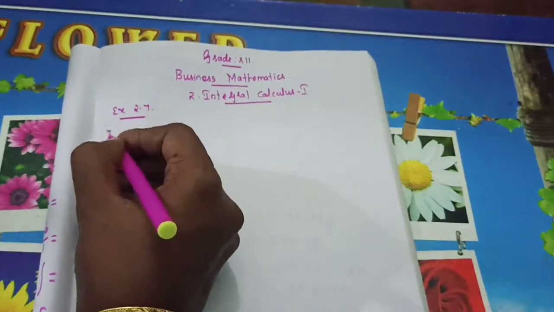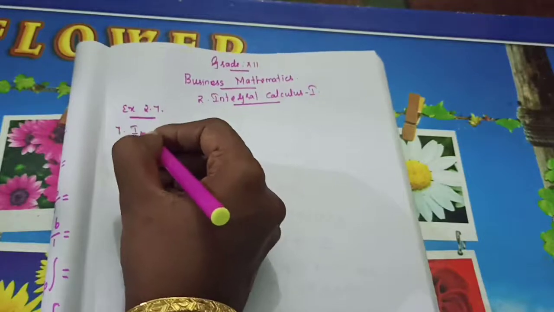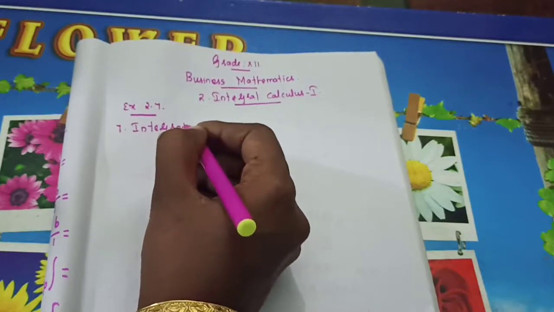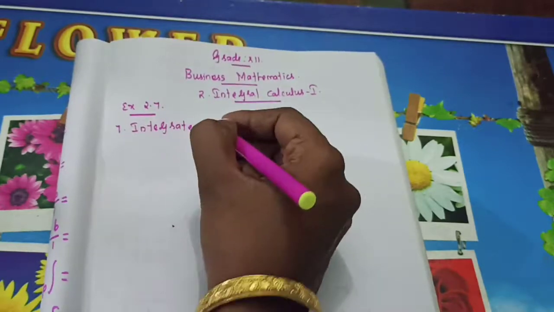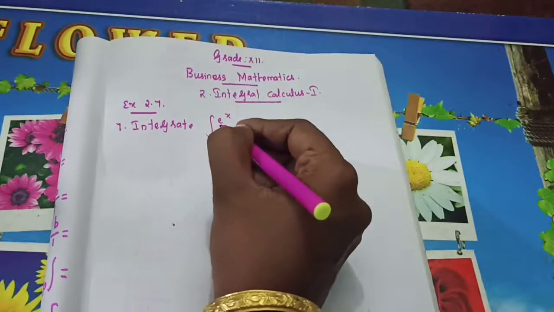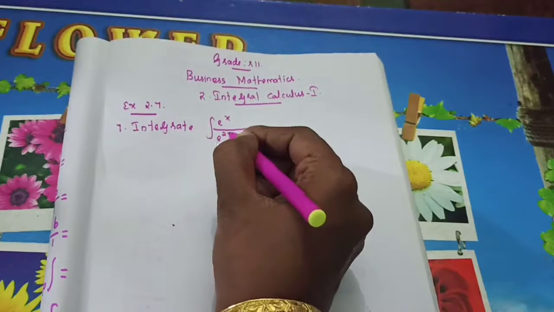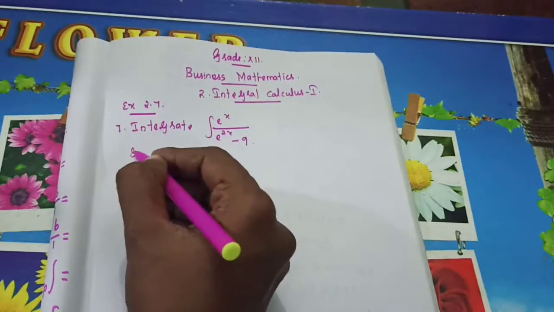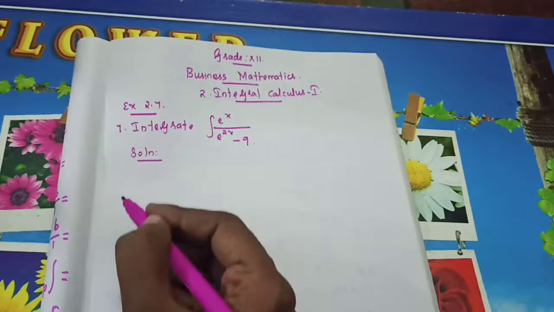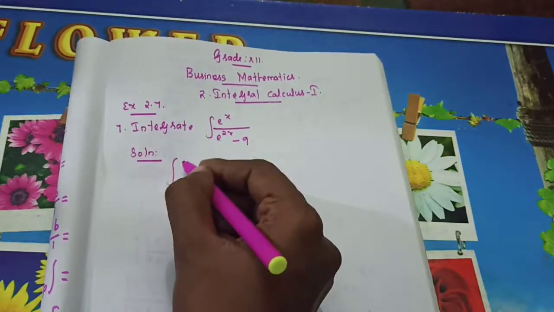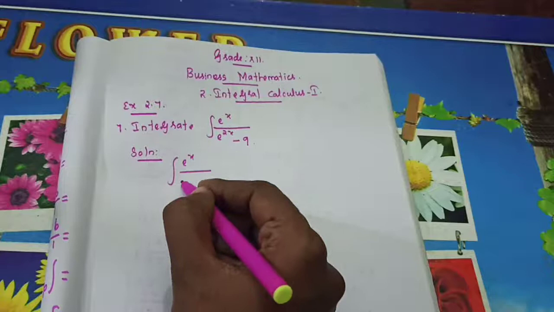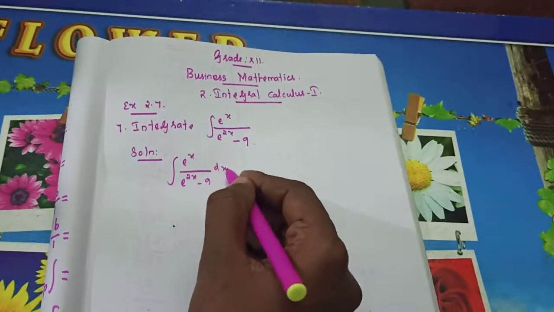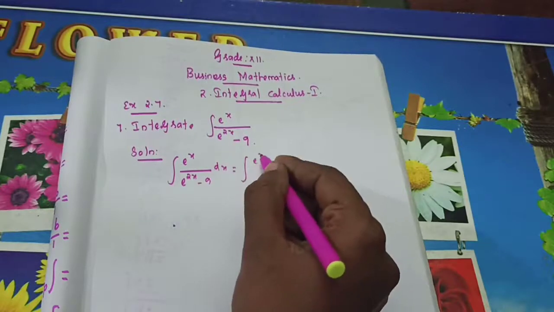Problem number 7. Integrate the integral of e power x divided by e power 2x minus 9. So this one, e power x, is it right? How will we rewrite this? Integral of e power x divided by e power 2x minus 9 dx is equal to integral of e power x.